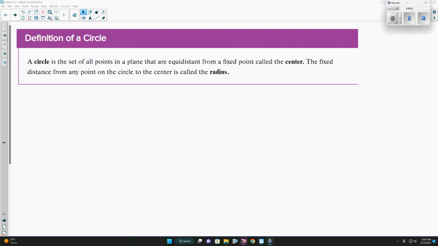Now what we're doing today is circles. For the most part, circles are actually quite nice. They're quite easy to work with. Because by definition, a circle is the set of all points equidistant from a fixed point called the center.